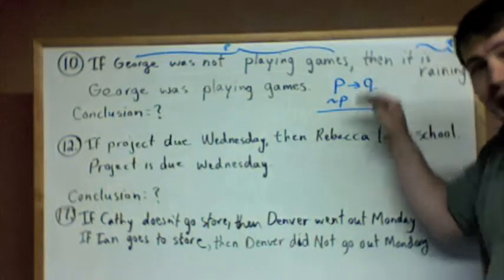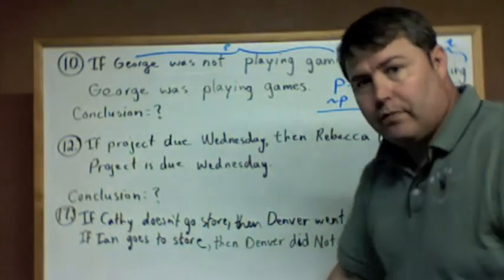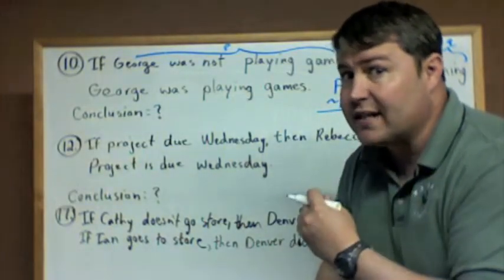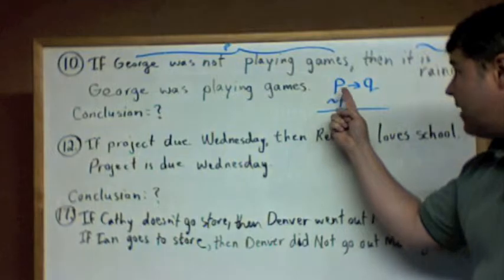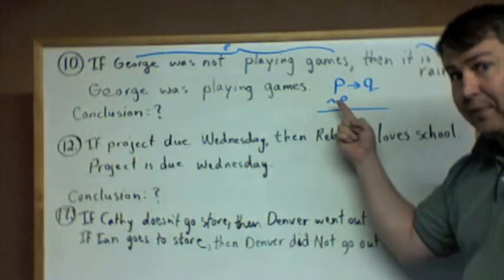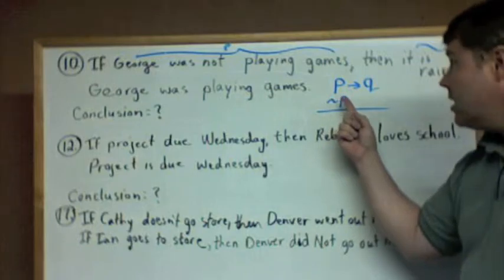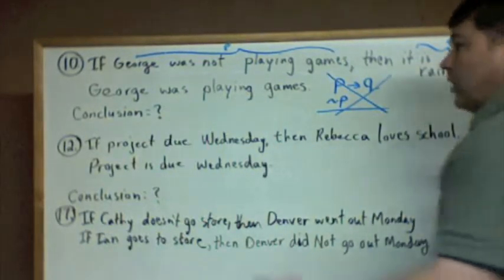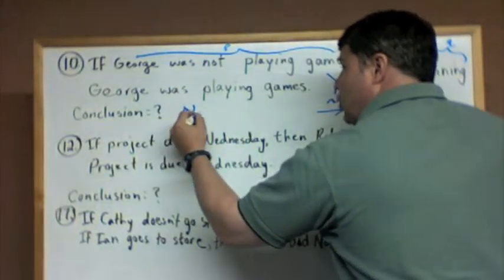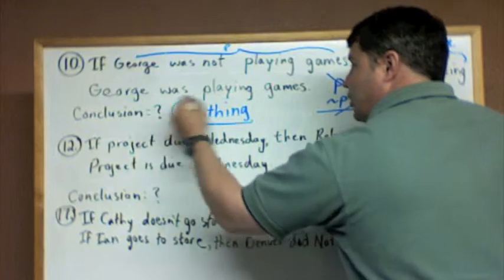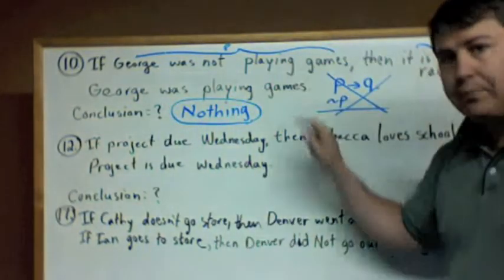Well, does that match any of our logic laws? Because law of detachment is close, but it's not exact. Law of detachment would say P implies Q, and you have P. You don't have not P. Okay? So this does not match. It does not work, and we can conclude nothing. There is no conclusion to be drawn from these premises.